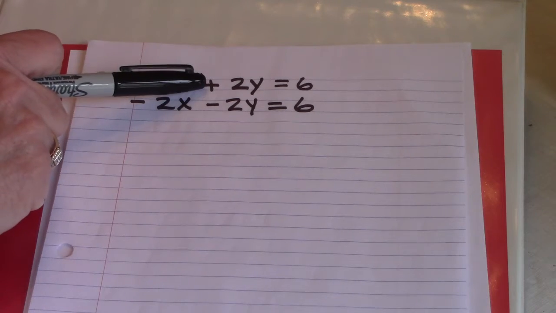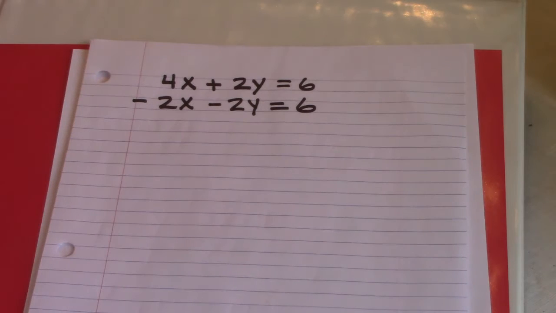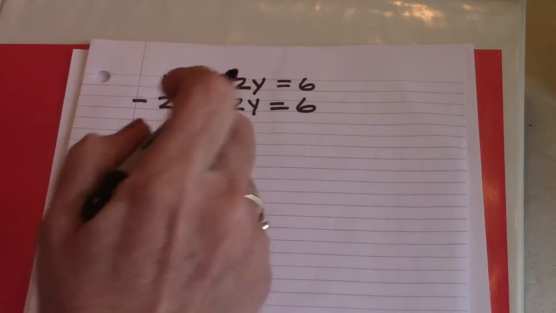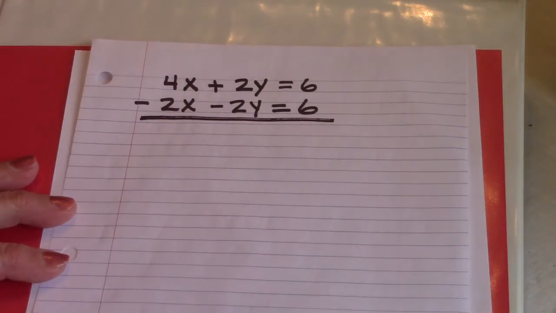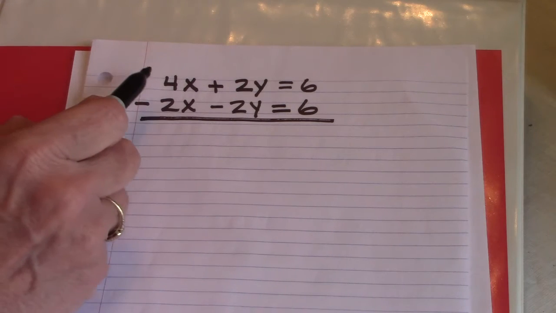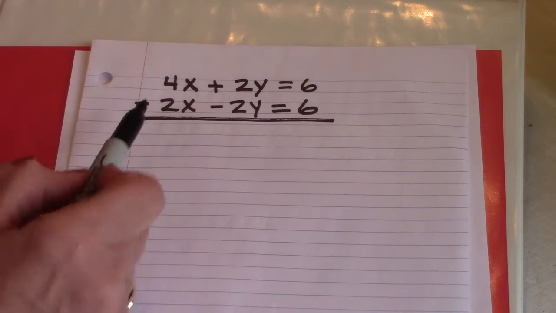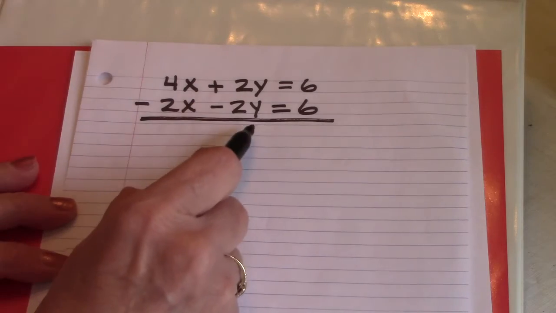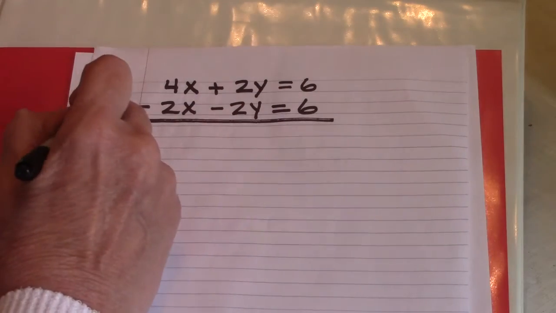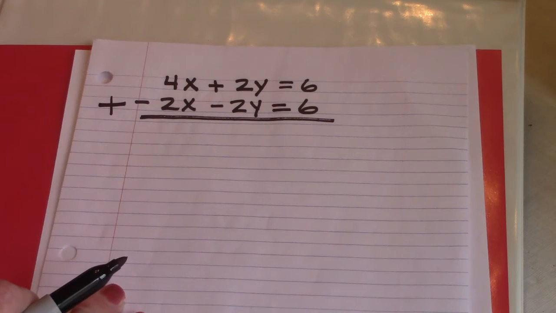If one is positive and one is negative, when you add those together, those will cancel out or eliminate. Okay? And that's what we want to do. Alrighty, so here we go. I'm just going to pretend like I'm adding or subtracting. In this case, I'm adding. I'm going to add my 4x to my negative 2x, I'm going to add my positive 2y to my negative 2y, and then I'm going to add my 6 to my 6. So this technique, we're going to use addition.